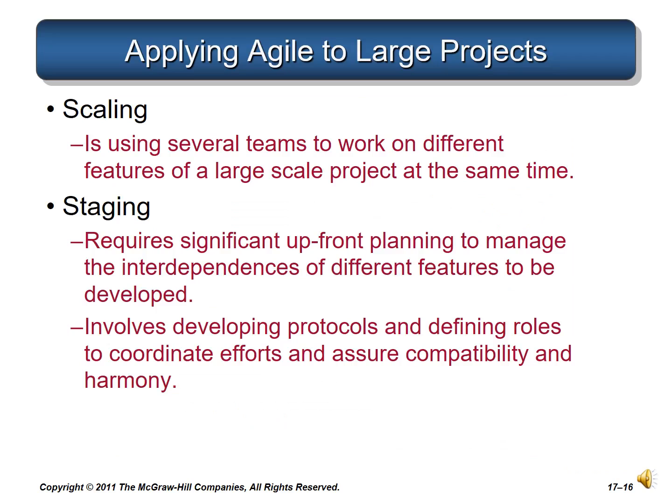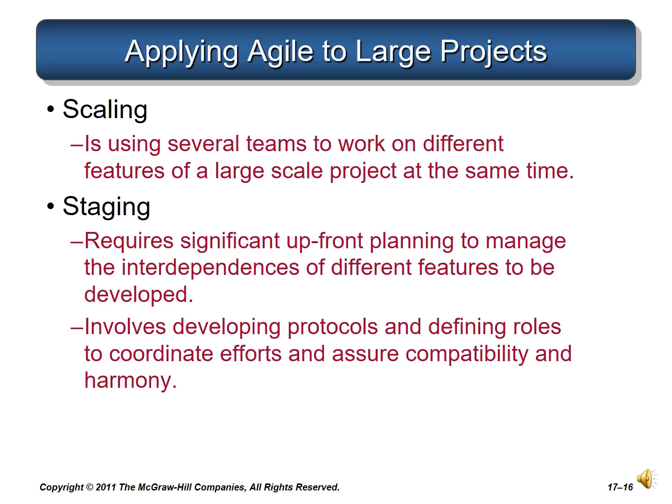Scrum and other agile methods are ideally suited for distinct projects that can be completed by a small 5 to 9 person team. Agile methods can be used on larger scale projects in which several teams are working on different features at the same time. In practice, this condition is called scaling. The chief challenge with scaling is integration, making sure that the different features being created work in harmony with each other.